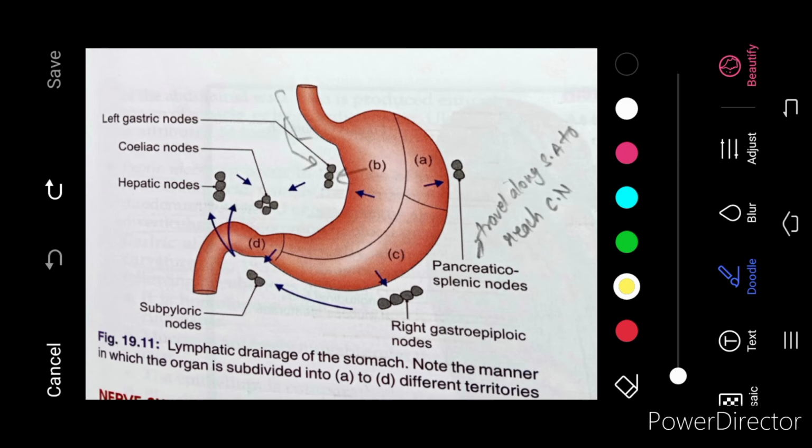So first let's talk about area A. The lymph from area A drains into the pancreatico-splenic nodes lying along splenic artery that is on the back of the stomach. Lymph travels along the splenic artery from pancreatico-splenic nodes to reach to the celiac nodes. Here.